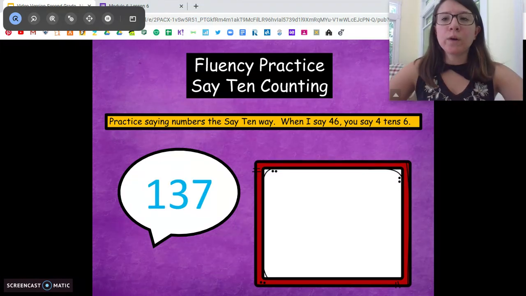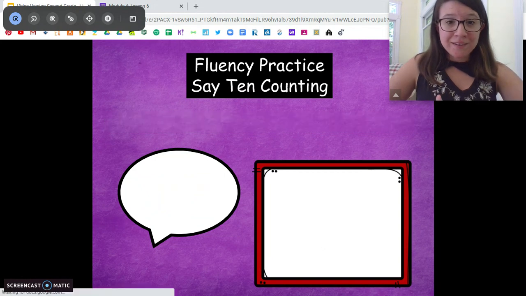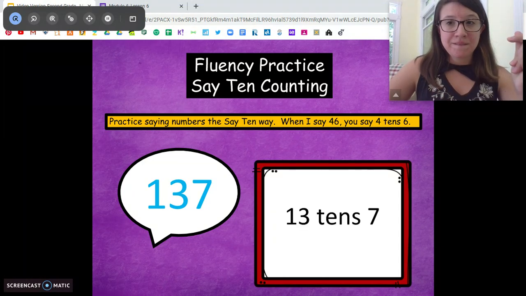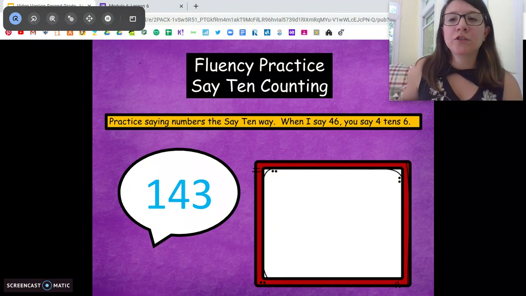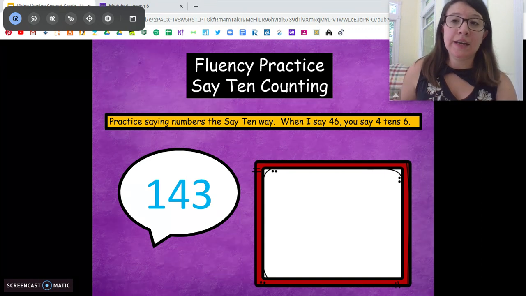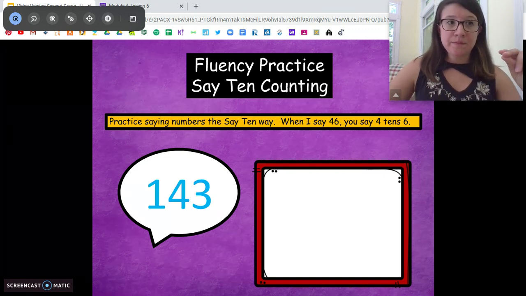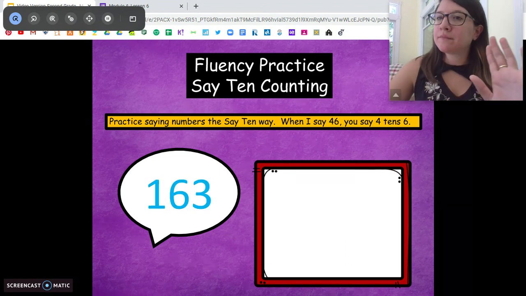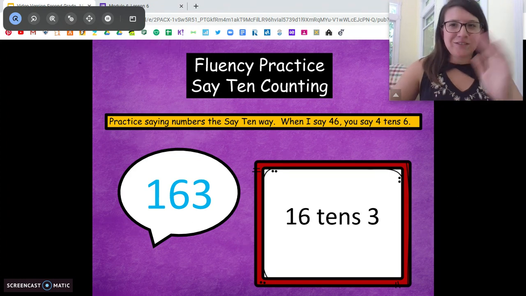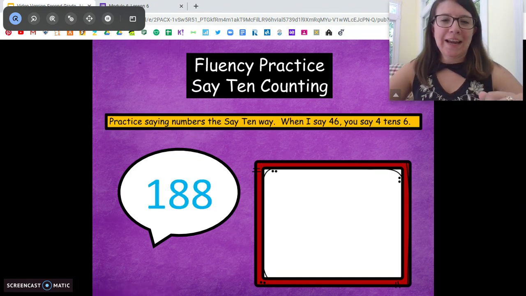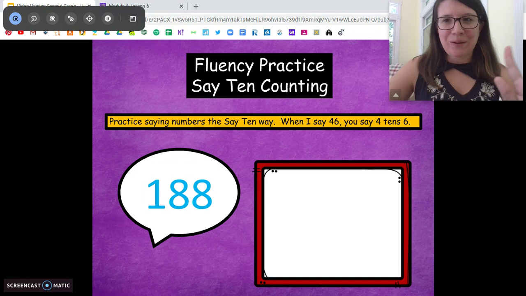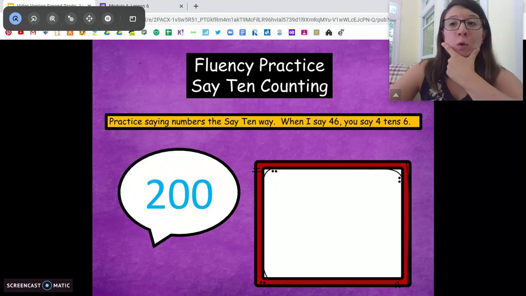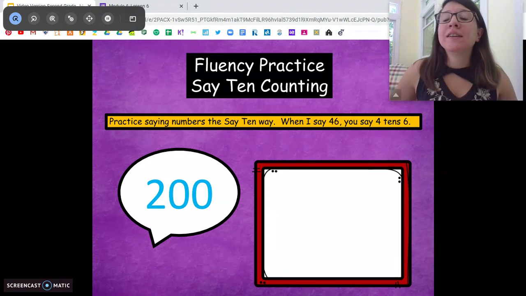Awesome job. 137. Use what you know here to help you with 137. How would we say this the say 10 way? 13 tens 7. Awesome. 143. How would we say this the say 10 way? 14 tens 3. Awesome job. 163. 16 tens 3, you got it. Good job. 188. Use that same pattern. 18 tens 8. Awesome job. All right, 200. Remember, don't tell me how many hundreds. Tell me how many tens.